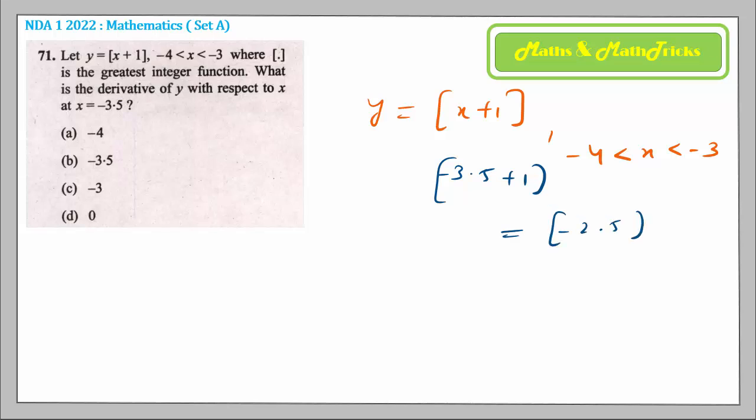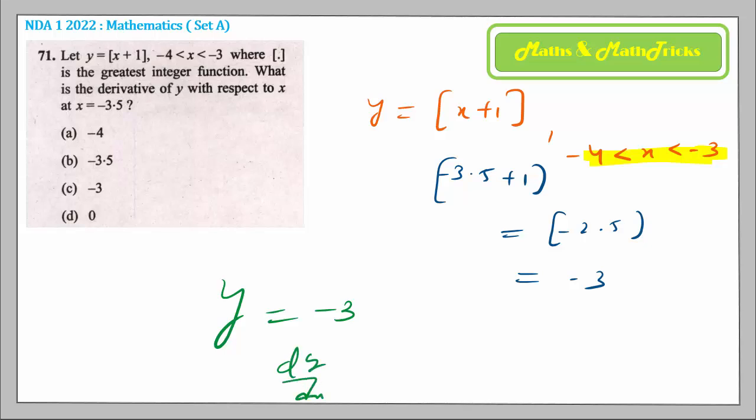For this, the largest integer less than this is what? It is minus 3, isn't it? So it is minus 3. So basically for all the set of values from this given domain they gave, the function y becomes simply minus 3, a constant function.